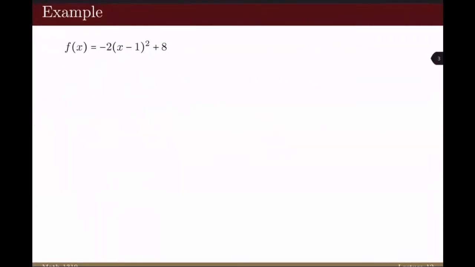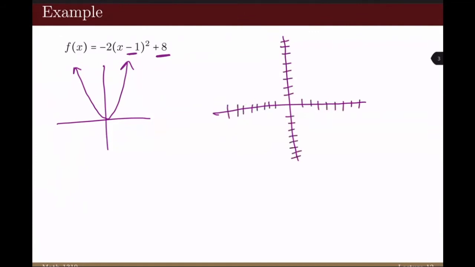Example, we have f of x equals -2 times x minus 1 squared plus 8. So we can use our function transformations from the last lecture to try and graph this, because we know that the parent function of a parabola looks like this. However, we are shifted 8 units up and 1 to the right. So that means we'll have something like this. So here's our vertex. Our vertex is going to be the point 1, 8, since this is going to be our h and this is going to be our k.